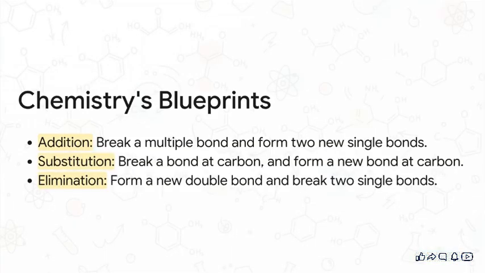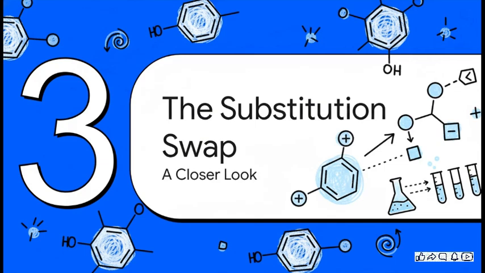Believe it or not, something like 80% of all the organic reactions you'll ever see fall into one of these three main buckets. You've got addition, where you break a double bond to stick on two new things. Then there's substitution, which is pretty much what it sounds like. You just swap one piece for another. And finally, elimination, where you pull off two groups and form a new double bond. And if you look closely, you'll see addition and elimination are basically just opposites of each other. So let's see how this actually works.